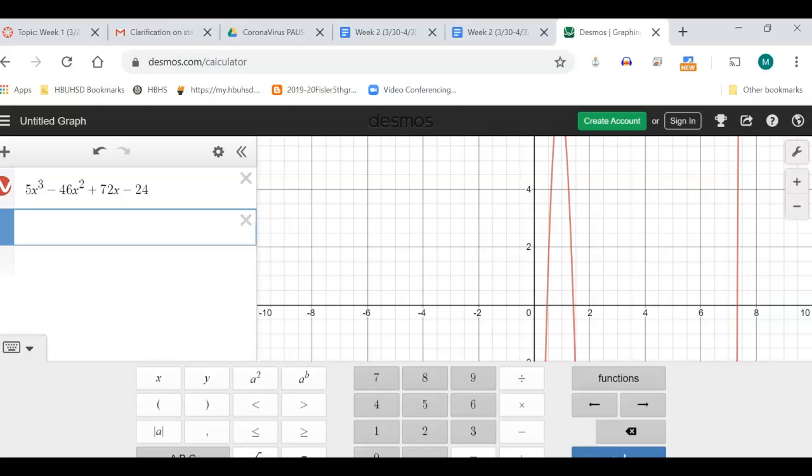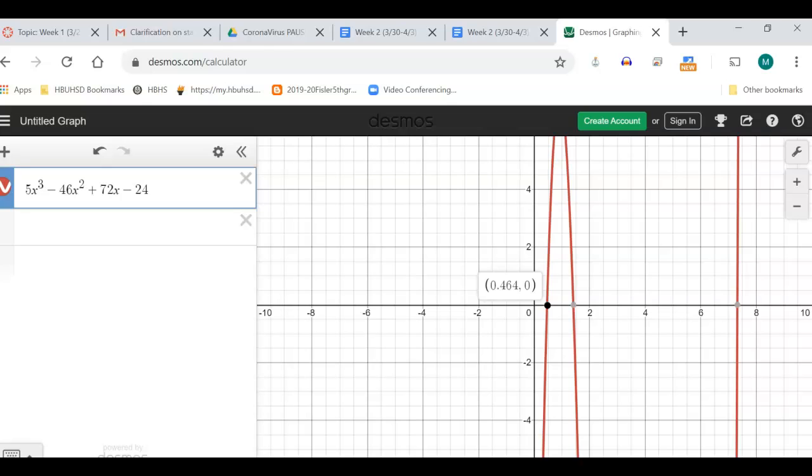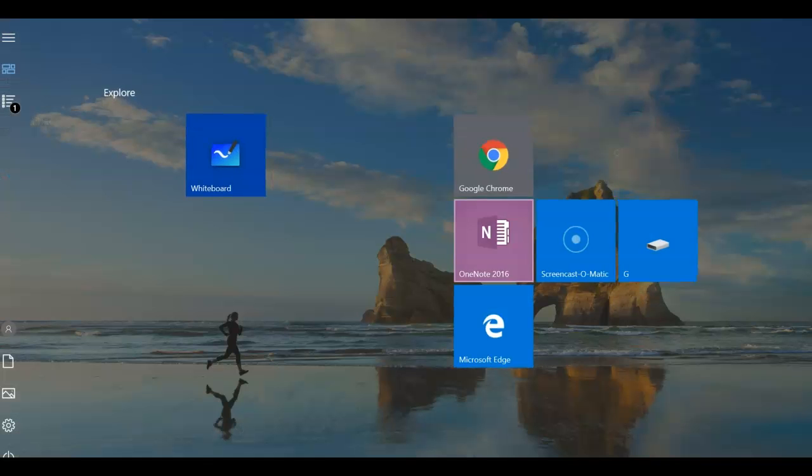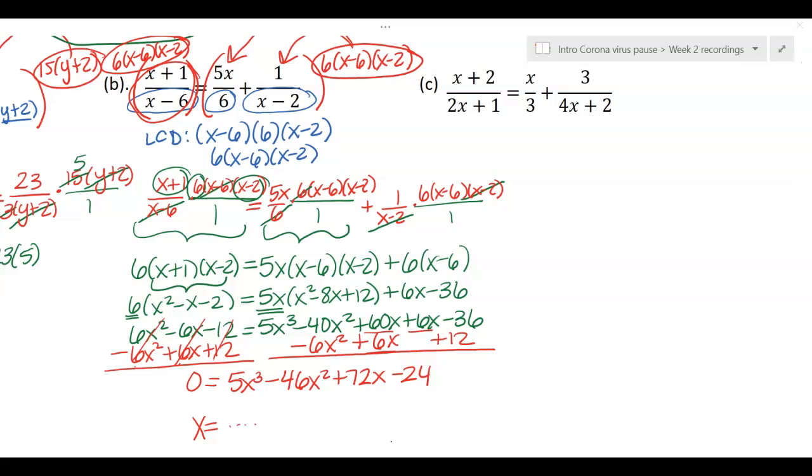So again, I don't expect you to solve this, but just a little bit extra. So you can see we have an answer there at 0.464, 1.413, and also at 7.323. So we would have 3 answers to this problem. x could equal any of those values there. Okay, but that's a little bit extra from what you need to do. All right, we're going to look at our last example now.